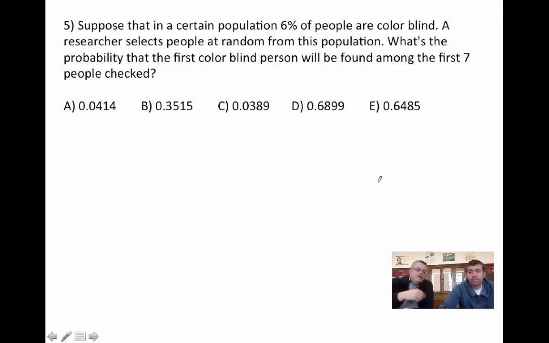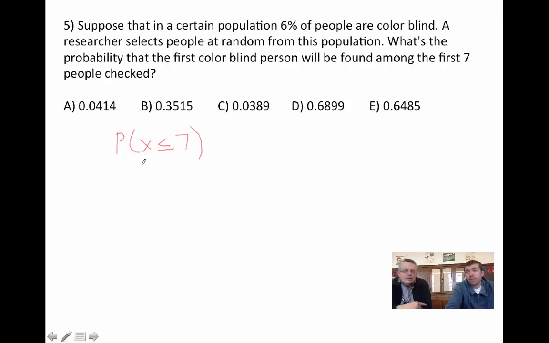So what they want is the probability that x is less than or equal to 7. Remember, x is how many trials it takes to get a colorblind person. And we're adding it up: the probability that's the first, the probability that's the second, the probability that's the third. Now this is a real pain. We'd have to do 7 geometpdfs on our calculator and add them up. But there's one command that does this all at once.